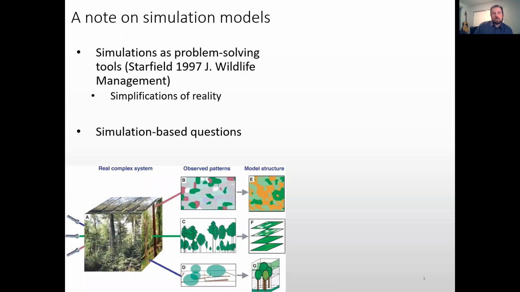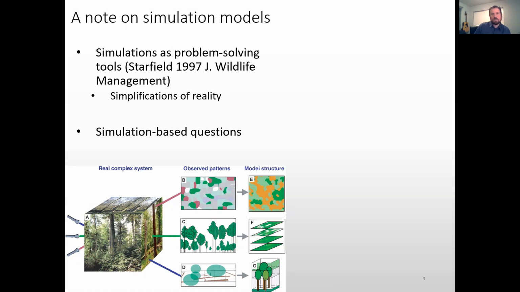When I think about simulation modeling in support of animal populations, I like to think of simulations as a problem-solving tool more than perfect replication of reality or some kind of magic 8-ball, but really a way to explore problems, identify processes and mechanisms and key variables within a model, and explore alternative scenarios.